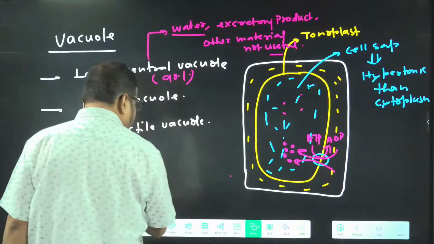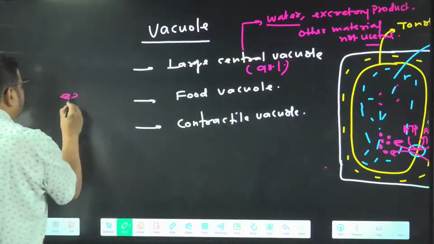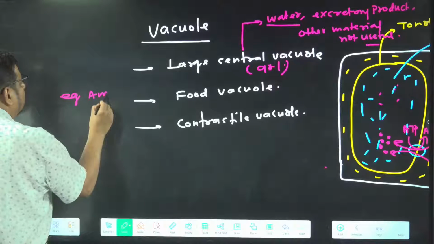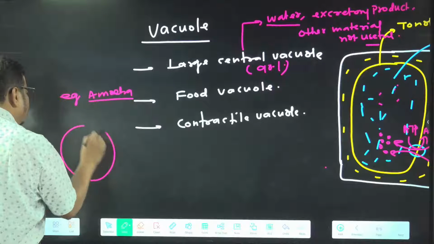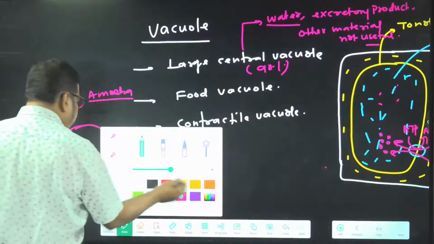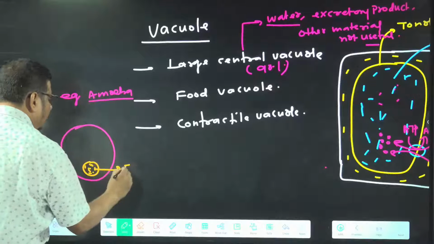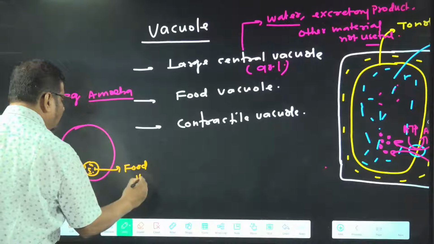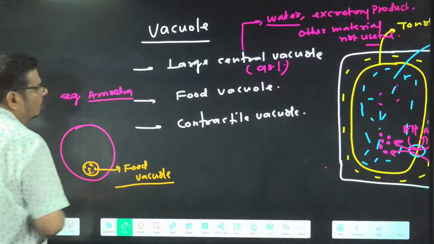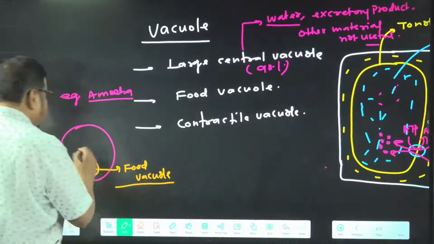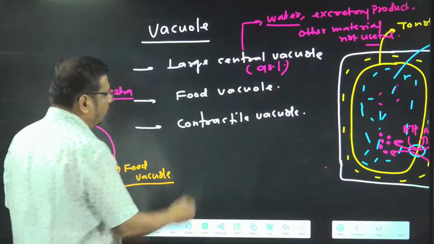Now we are coming to food vacuole. An example: amoeba or a smaller organism. When they go for ingestion of food, the food is surrounded by a membranous structure, and that is the food vacuole. As the name suggests, it contains food. Able to understand? Food which came by ingestion, surrounded by a membranous structure, is a food vacuole.